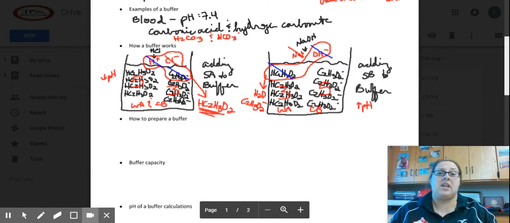Please tell me if you do not understand this concept. I have little cutouts that we can work with in class if you need further help with this. It's very important to understand how these buffers work conceptually. So the next part we're going to go into is how to prepare a buffer and buffer capacity, and then we're going to talk about pH of buffers. So let me get my sheet set up for that.